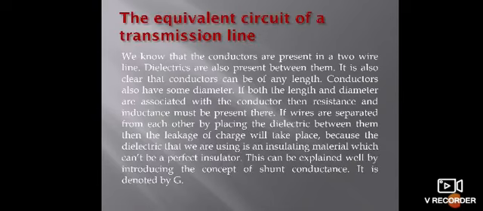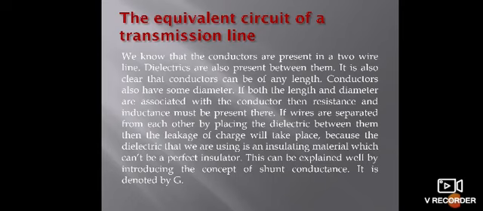So for having the equivalent circuit of a transmission line, we have to know about the conductors which are present in a two wire line. The dielectrics are also present between them. The conductors can be of any length, and they also have the same diameter. If both length and diameter are associated with the conductor, then resistance and inductance must be present there.